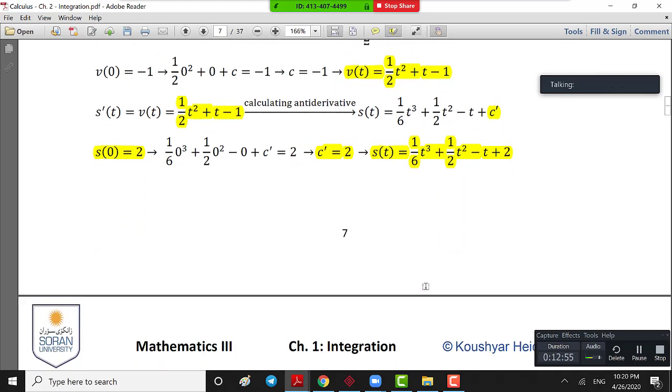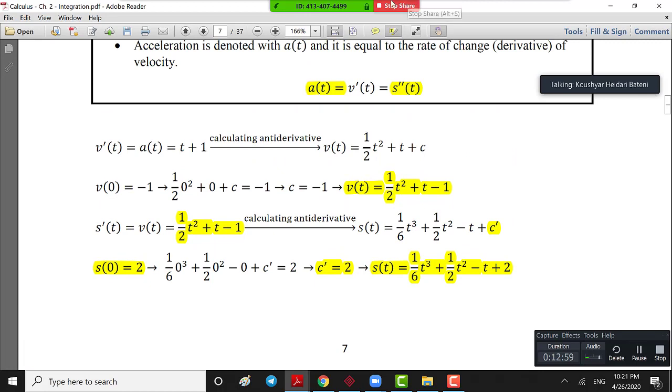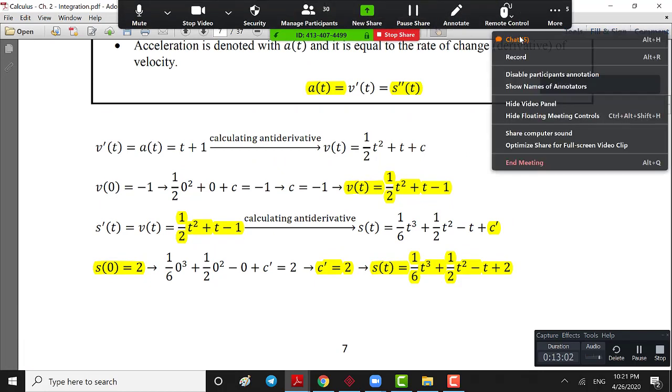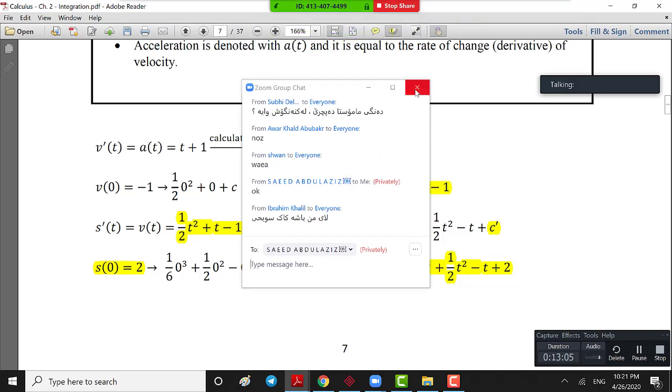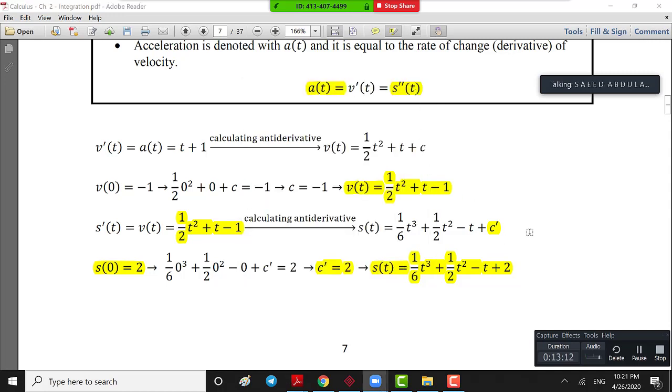Now, guys, questions. Go ahead. Some of you had questions. Teacher, at the last part, S of 0 equals to 2, and C prime equal to 2, right? The reason it's equal to 2 was not because you wrote S of 0 equals to 2. So it's not always that if S of 0 equals to 2, C prime will equal to 2, right? No, it is not always the case. It depends on the specific case.